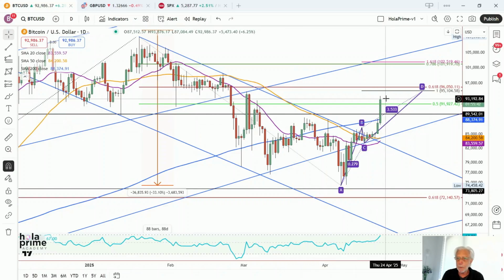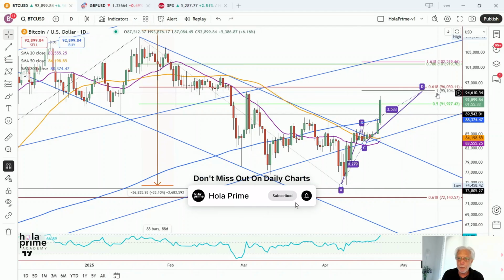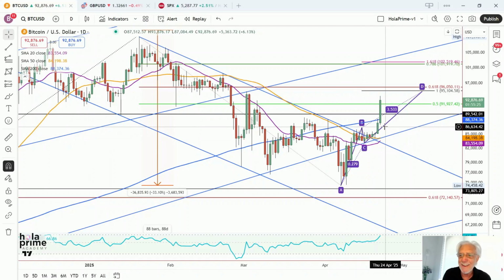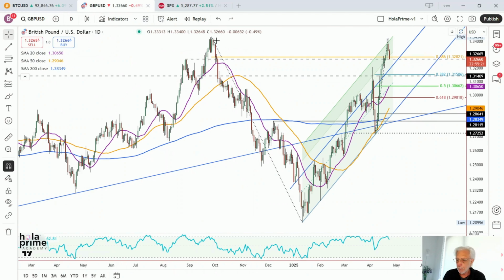And the rally continues. So it looks like the first target here on an ABCD pattern is 95,105 or so. The 61% retracement is around 96,050. So those are the next initial targets. Support watch around the 200 moving average, currently at 88,374. Moving on to the pound dollar.